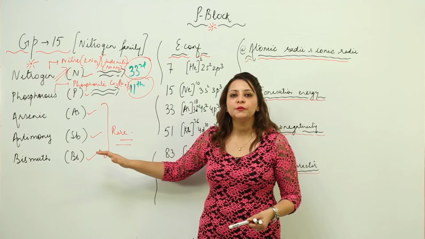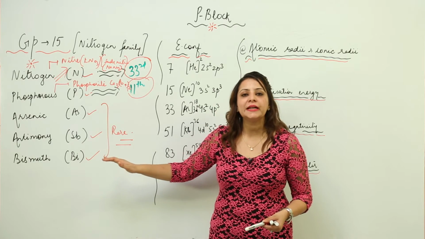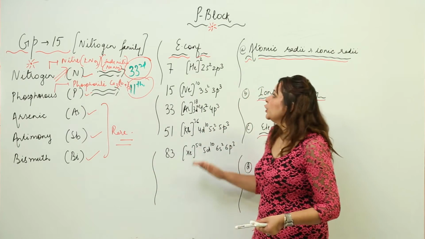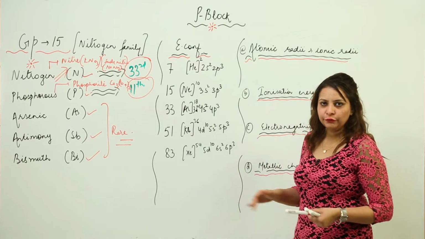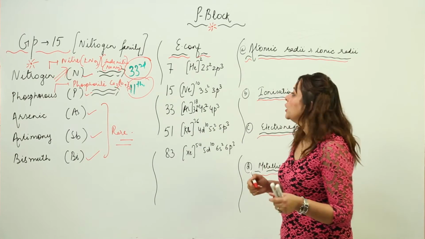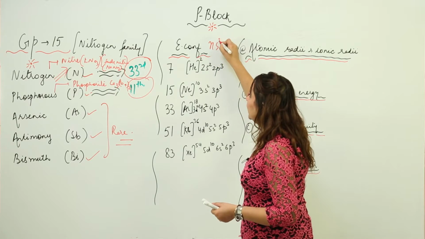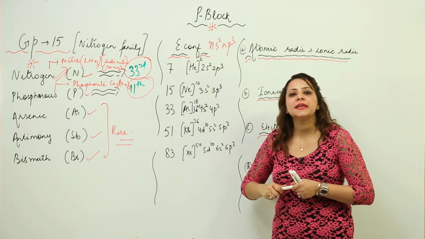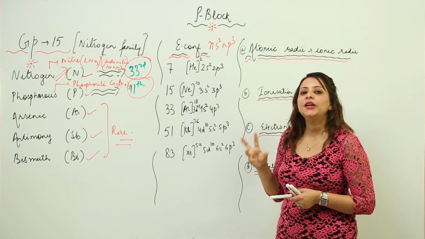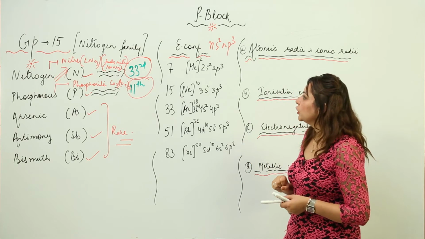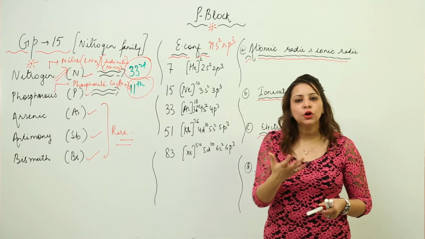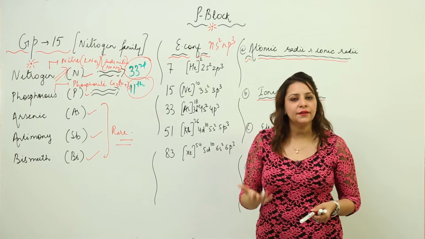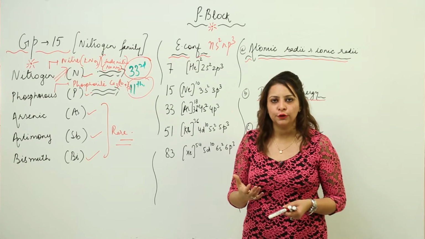So starting with this group, as you are now familiar with the members, we will start with the first property, that is the electronic configuration. As it is a 15 group, the general electronic configuration is ns2 np3, that is 2 electrons in the s subshell and 3 electrons in the p subshell. So we will just write the configuration, and you also try to write in your copies, as you all are familiar with how to write the electronic configuration.